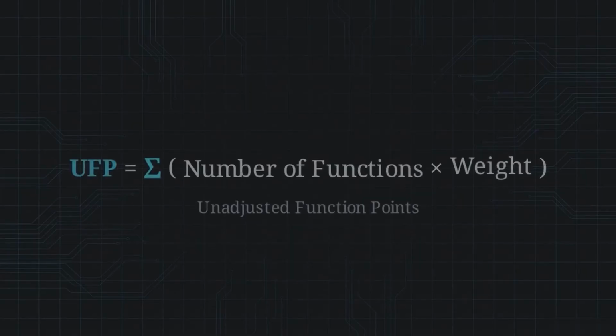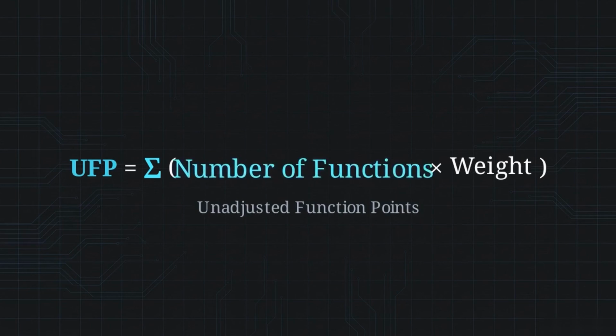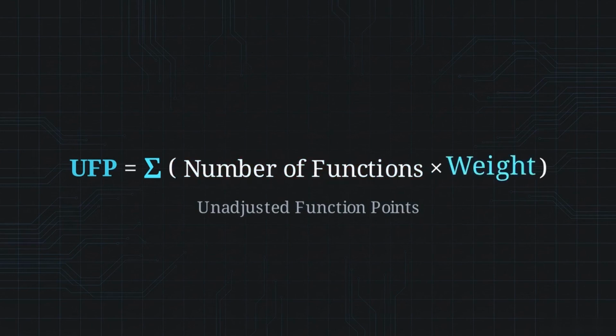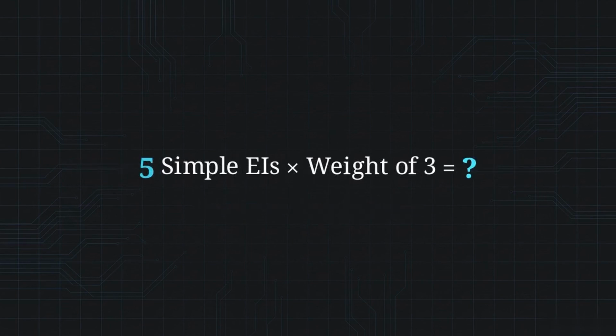With our functions identified and their weights assigned, we calculate the unadjusted function points, or UFP. We do this by taking the number of identified functions, multiplying them by their assigned weight, and summing the total. Let's run the math. If your requirements document outlines exactly 5 simple external inputs, and the table gives a simple EI a weight of 3, what is the value?